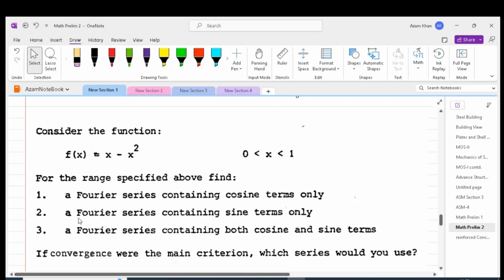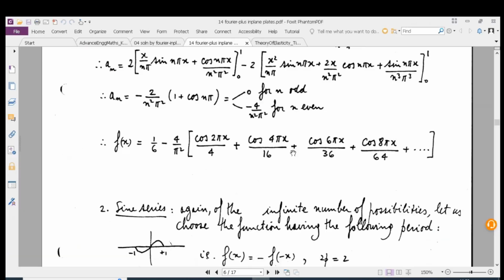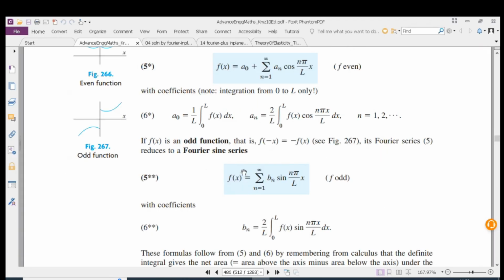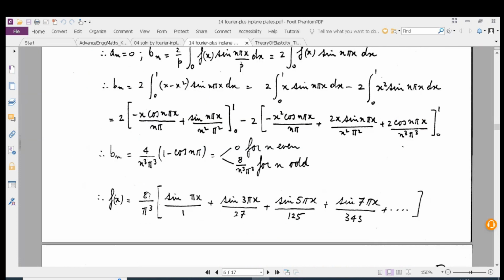In the second part, we are asked to find out the Fourier series containing sine terms only. Thus, we will make use of the sine Fourier series, work out our B n first, and then find the approximate function f of x. Function f of x will come out to be 8 by pi cube, big bracket, sine pi x over 1 plus sine 3 pi x over 27 plus sine 5 pi x over 125 plus sine 7 pi x over 343 plus and so on and so forth.